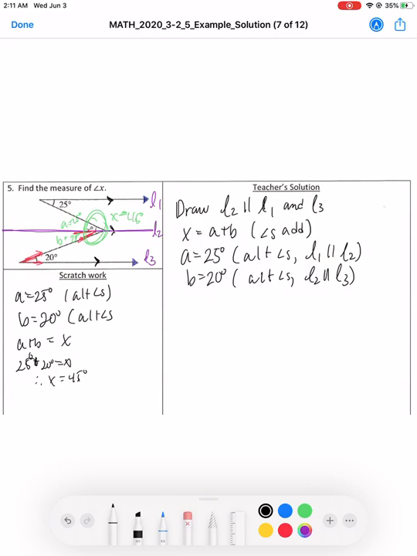Next we have to compile them back together. Substitute them back into x. X is equal to 25 degrees plus 20 degrees. That's an algebra move, so we don't need to say anything more about it. Therefore, x is equal to 45 degrees. And we've got it.